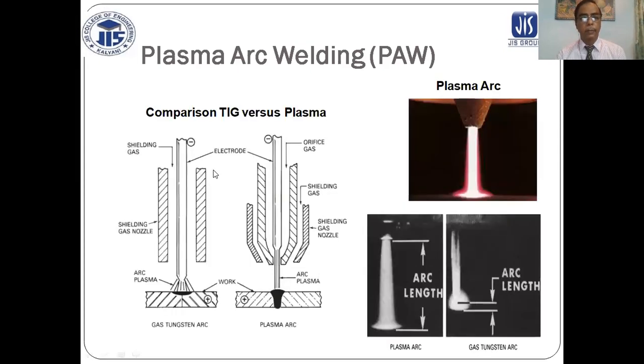This is the comparison between TIG and plasma. This is the TIG and this is the plasma arc. The difference is the arc length: the arc length in TIG is smaller compared to plasma arc welding. So deep penetration can be done very well by plasma arc welding.